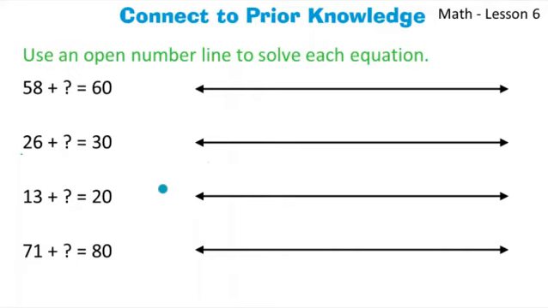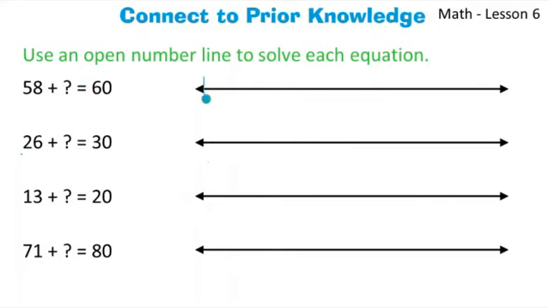Okay, we're back. Hopefully you've gone through and you worked all of these out, put it on the number line. I'm going to show you a few strategies on how I would do it. Your method may be different, and that's okay, but double check how you did it against how I'm doing it. So let's take a look at this. We have 58 plus a number is equal to 60.